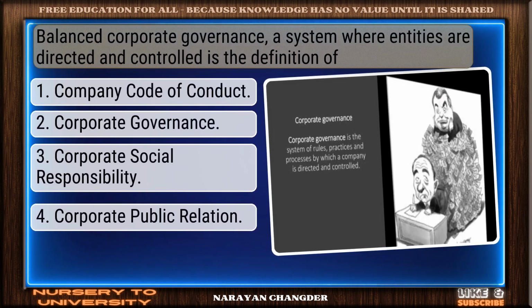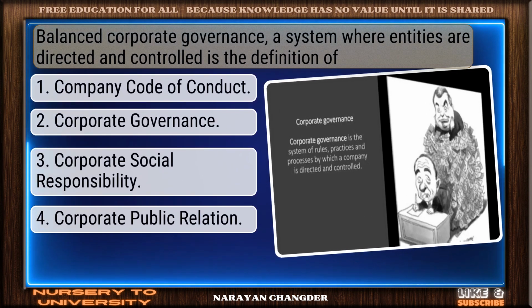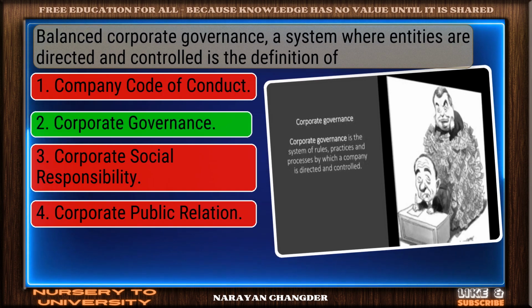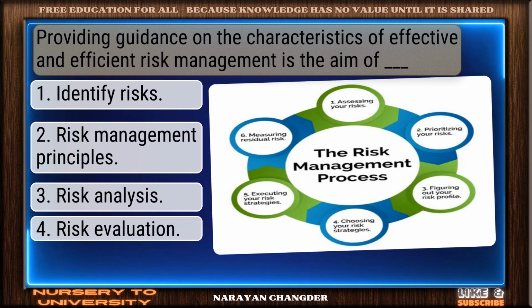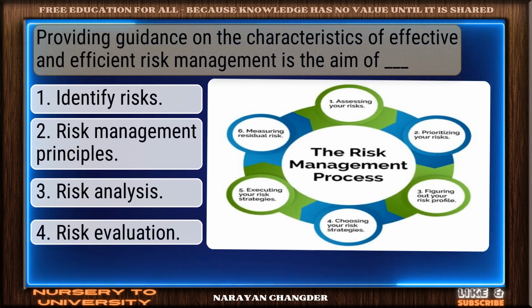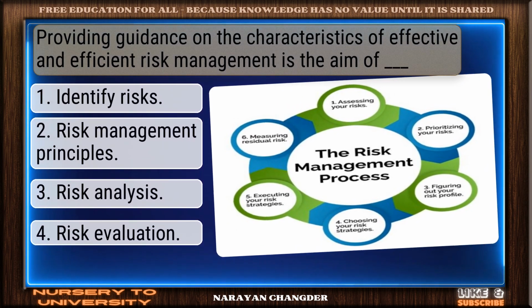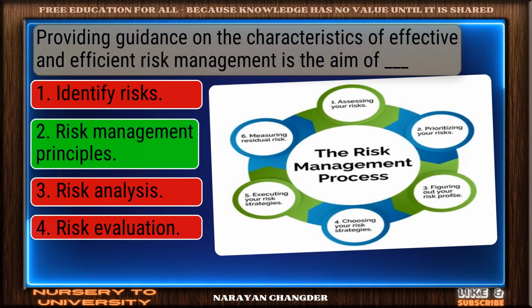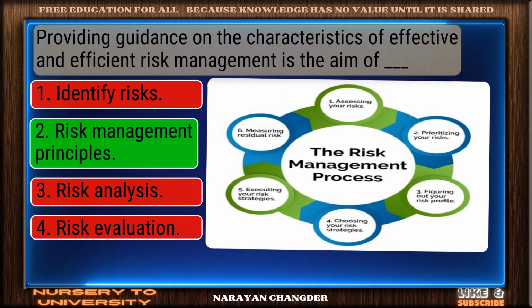Balanced corporate governance. A system where entities are directed and controlled is the definition of... Strong choice. Corporate governance is the right answer. Providing guidance on the characteristics of effective and efficient risk management is the aim of... Nicely done. Risk management principles is a solid answer.